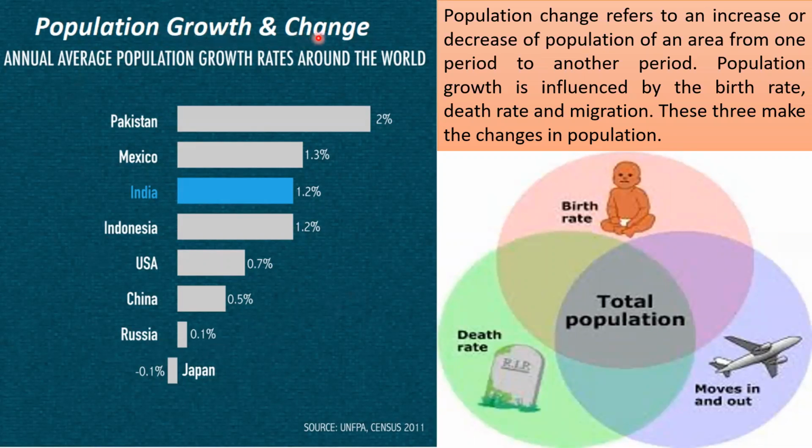Population growth and change. Population change refers to an increase or decrease of population of an area from one period to another period. Population growth is influenced by the birth rate, death rate, and migration. These three make the changes in the population. So the birth rate, death rate, and migration bring out the changes in the population.